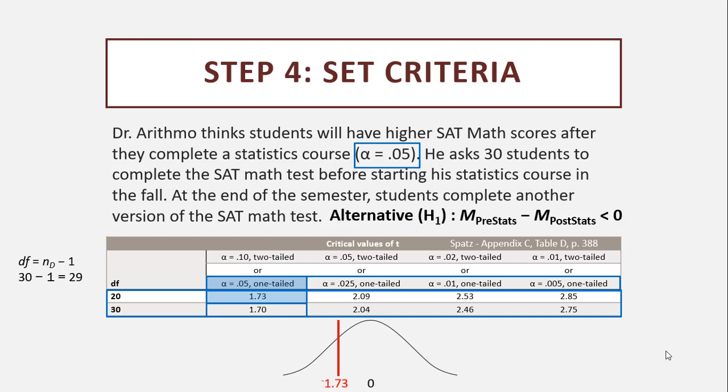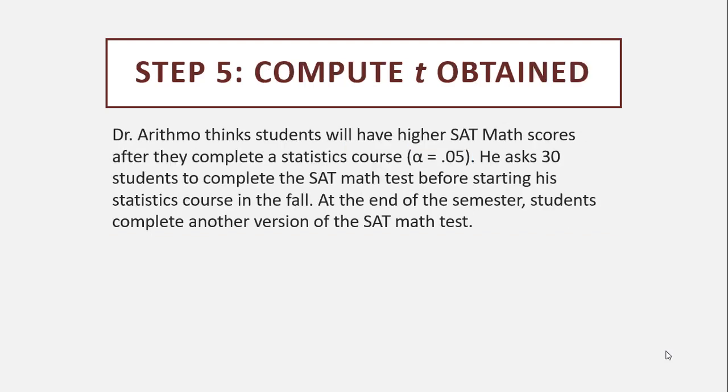What that then means, when we get ready to do the decision, is: my t obtained, where is it? Is it to the left of this? Is it less than this cutoff value? Is it more extreme? Is it rarer in the correct direction? If it is, that would be significant. However, everything at negative 1.73 or to the right would be non-significant, which we often note as just NS. So we now have the critical value. We need to know the obtained value so that we can compare those two.